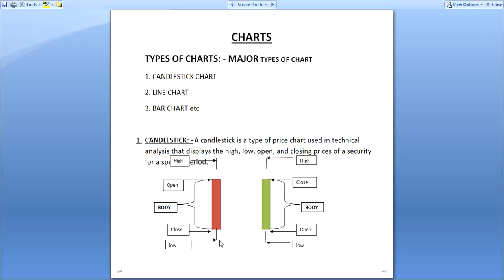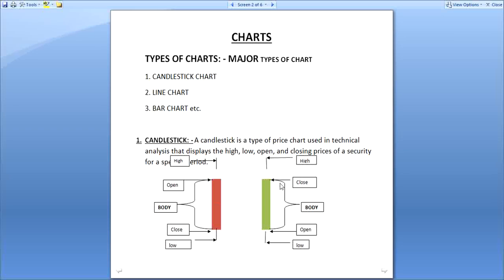It made a low of 50 rupees, but at 3:30 it closes at 70 rupees. So this is called a close in a bearish candle. In bearish, it opens at 100, goes high at 110, makes a low of 50 rupees, and closes at 70. So this is called the bearish candle.